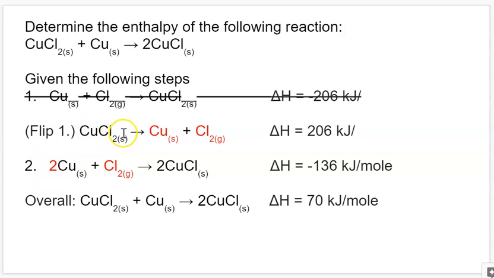And then I have copper 2 chloride plus 1 copper, making copper 1 chloride. And then since I flipped the first reaction, I just changed its sign, and then I'm able to sum these together, and I get 70 kilojoules per mole for my final answer.